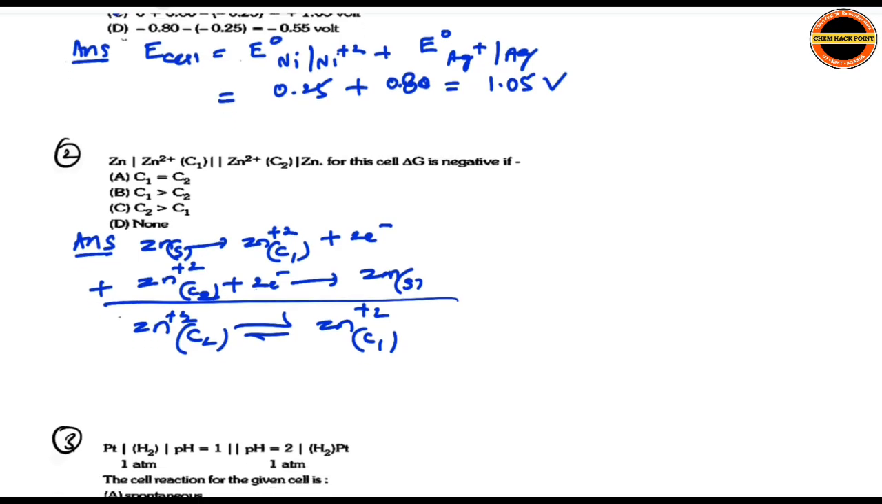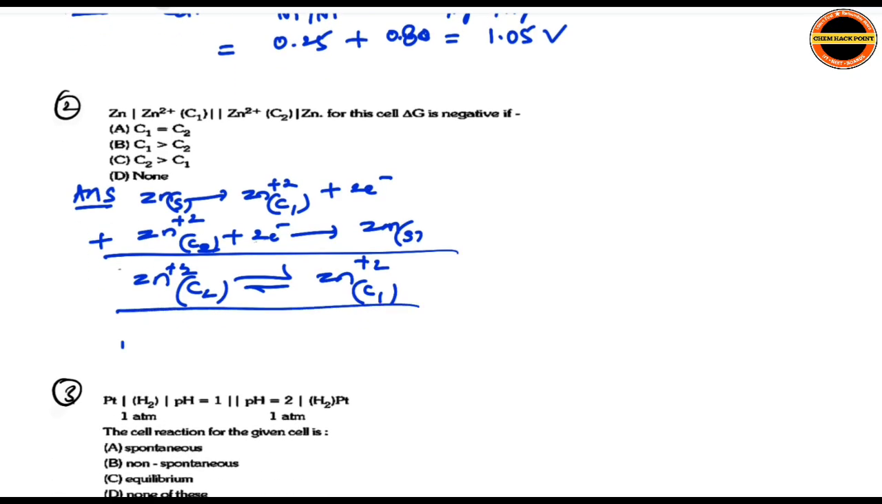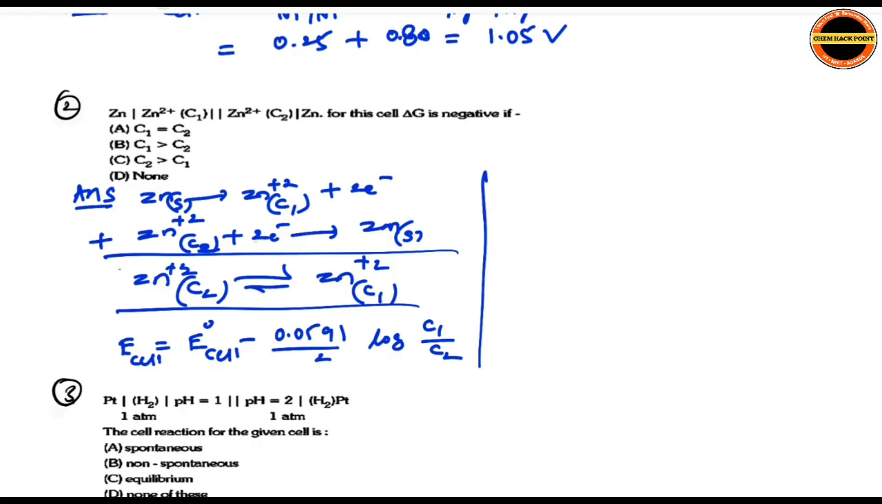So after getting the net equation, you can write the general formula. It is a concentration cell. For a concentration cell, what do we write for the E0 cell value? We write it as 0. So E is equal to 0 minus 0.0591 by 2, where 2 electrons are involved, log C1 by C2. Here what can we conclude? So E cell is positive.